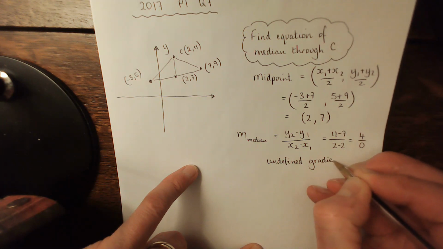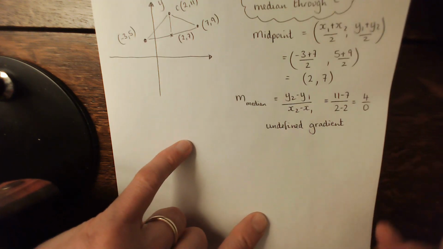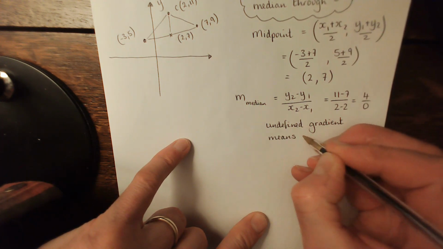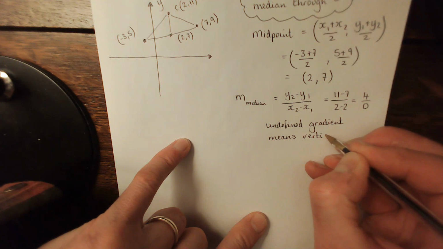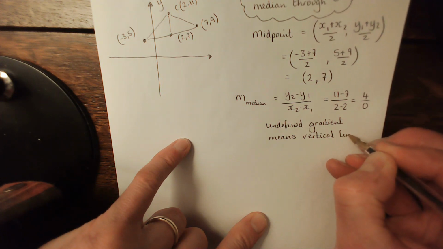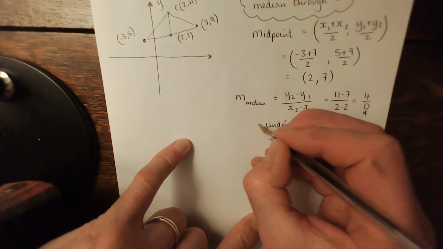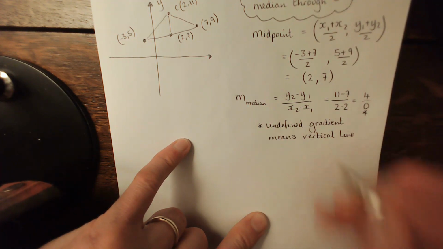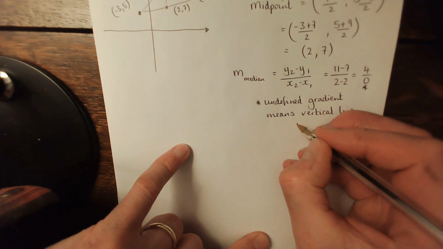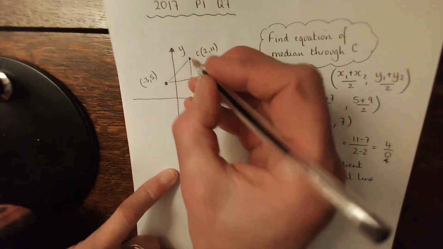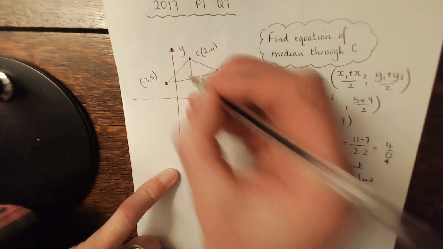Okay, and what happens with an undefined gradient? That always means we have a vertical line. So when your denominator is 0, that gives you an undefined gradient, which means you've got a vertical line. Now your vertical line is obviously looking like that. You see your vertical line up here, okay?